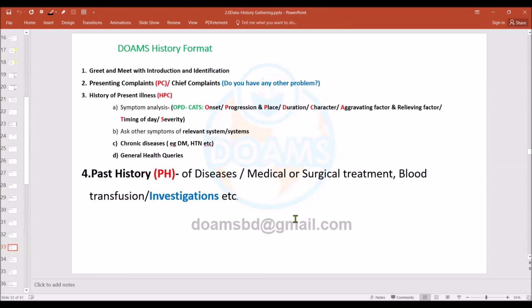So this is the thing, investigation. Again, I would like to say, doctor, this is our intentional addition in the headline past history. Very simply, past history, not past history of illness. We are not asking only illness. We are asking the treatment. We are asking the investigation data also. It is a very technical thing.